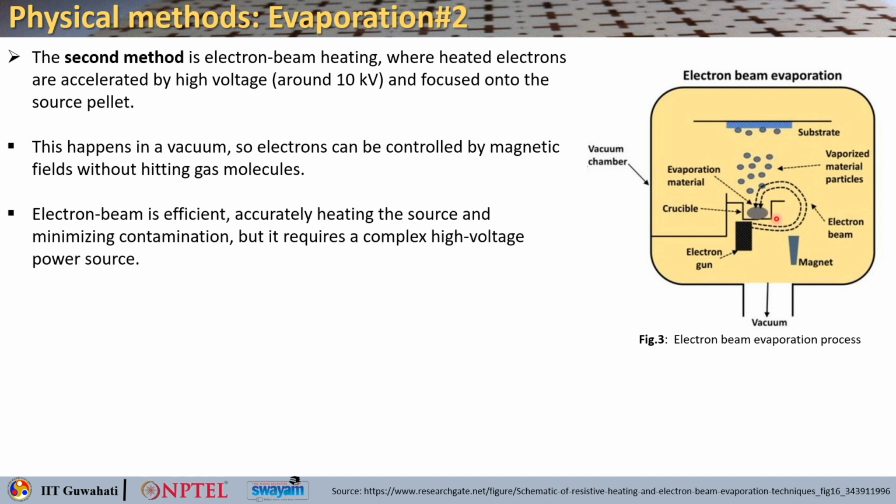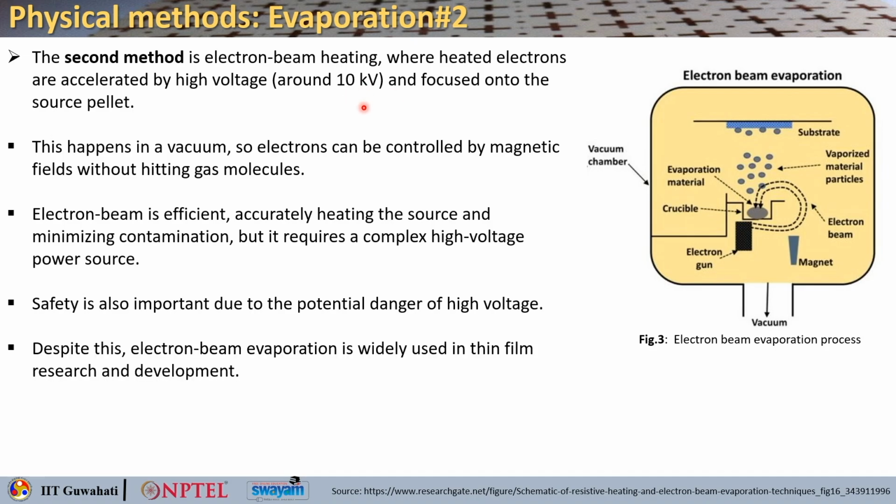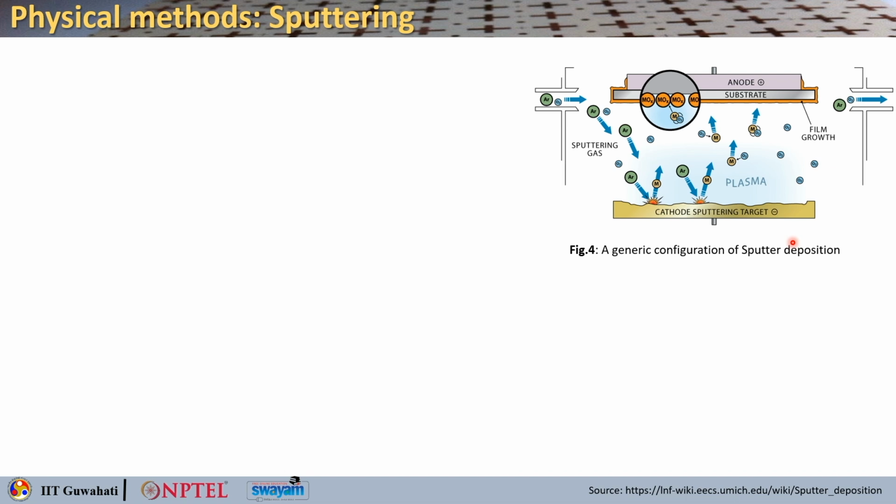So, electron beam is basically efficient, they are accurately heating the source and minimizing the contamination, but as you can see it requires a complex high voltage power source. And safety issue becomes important because you are using very high voltage source. So, despite this, this is called electron beam evaporation. This is a widely used method in thin film R&D, right.